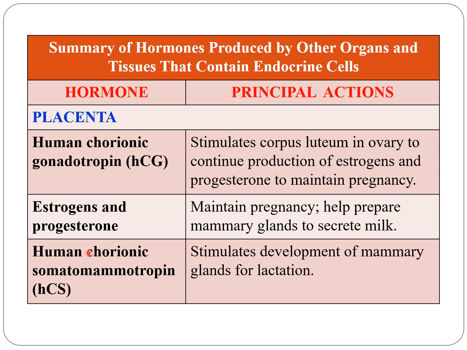The next is human chorionic somatomammotropin, HCS. It stimulates the development of mammary glands for lactation.